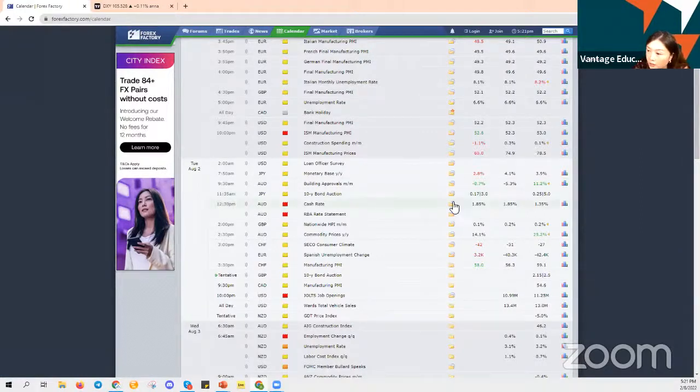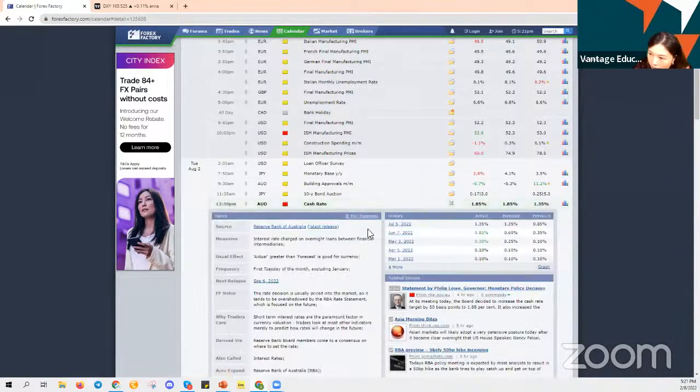So at 12:30 just now, Singapore time, you can see that there's an Aussie news that came out. So interest rate charged on overnight loans between financial intermediaries. Rate decision is usually priced into the market. So these are the notes that are mentioned here.